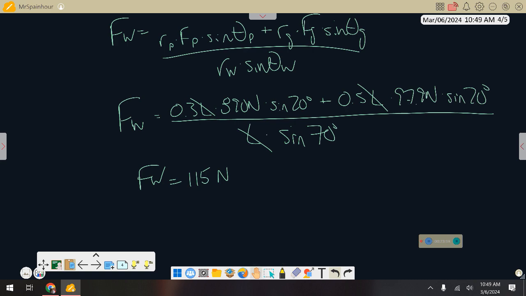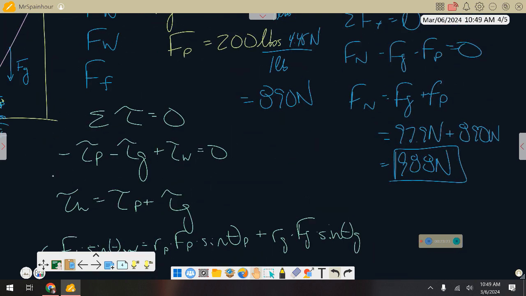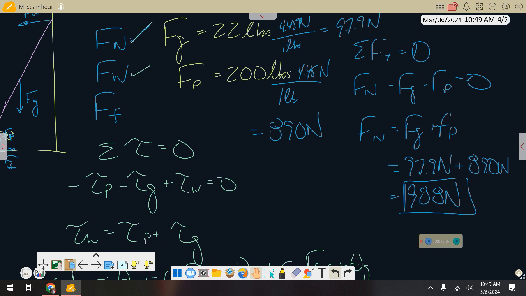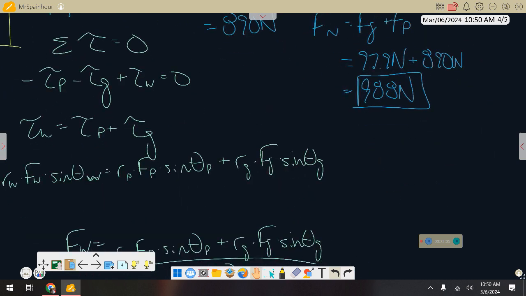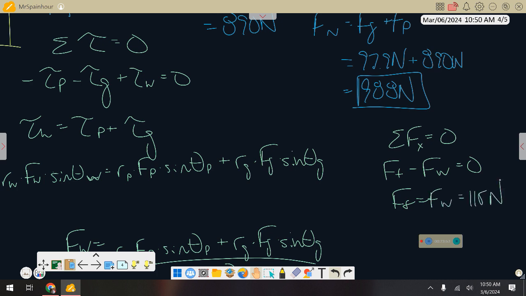Now, I come up here, and I recognize, all of that work, and I just knocked out the force of the wall. I still have force friction to do. But what's the nice thing about force friction? I do expect you to still show that work, okay? Even as simple as it is, and it's not going to take you long. Here is that work. Sum of forces in the x is equal to 0. What are the sum of forces in the x? Positive force friction minus force wall is 0. Therefore, force friction equals force wall, and therefore is equal to 115 newtons.